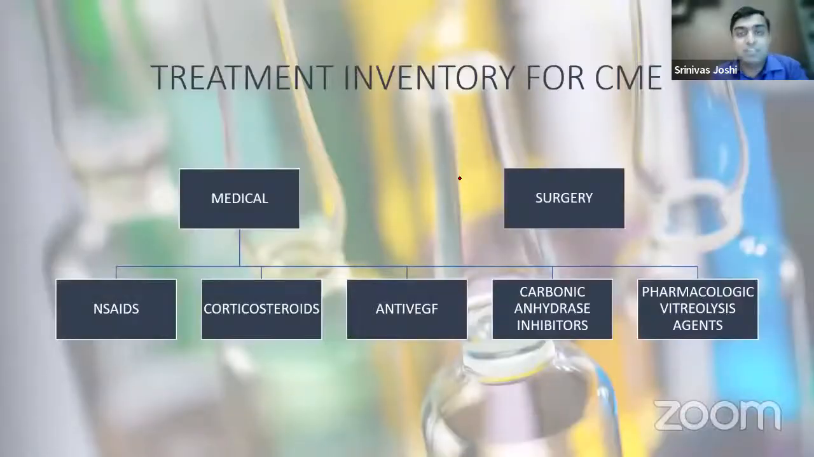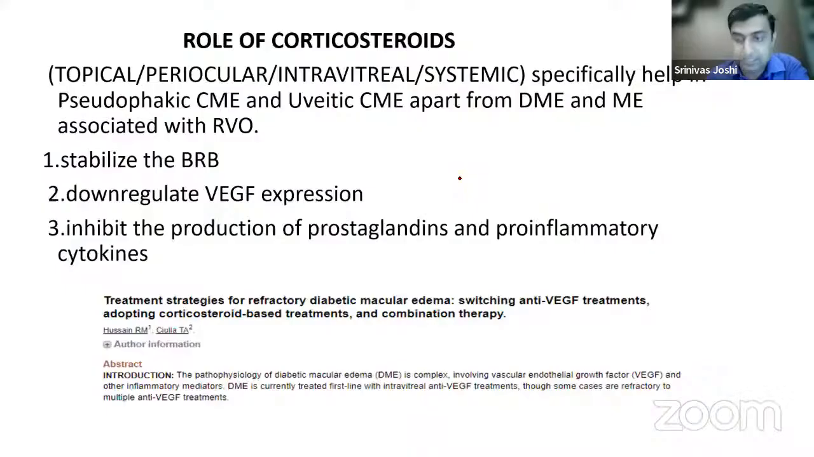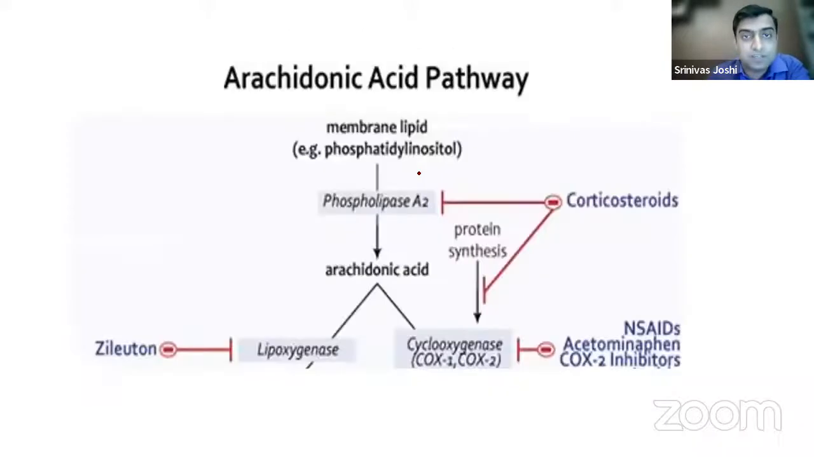So what treatments do we have? We have NSAIDs, corticosteroids, anti-VEGF, carbonic anhydrase inhibitors, and definitely pharmacovitreolysis. As for the role of ocular steroids, we all know very well that they stabilize the blood retinal barrier, downregulate VEGF, and inhibit the production of prostaglandins and pro-inflammatory cytokines. This is very important, we need to know.